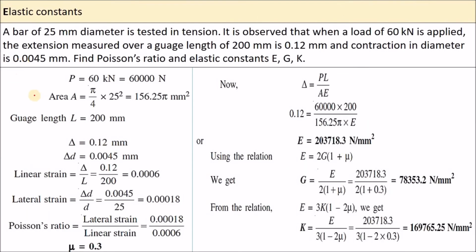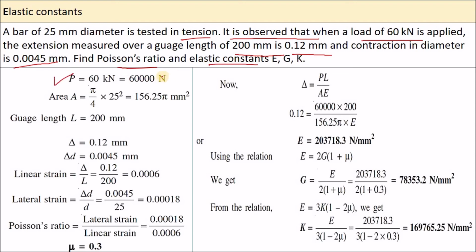Let's solve one problem. A bar of 25 mm diameter is tested in tension. It is observed that when a load of 60 kN is applied, the extension measured over a gauge length of 200 mm is 0.12 mm and the contraction in diameter is this one. Find the Poisson's ratio and the elastic constants E, G and K.